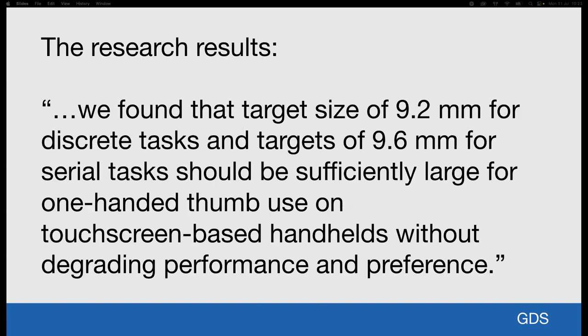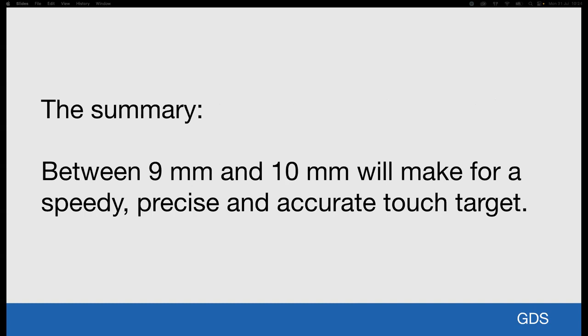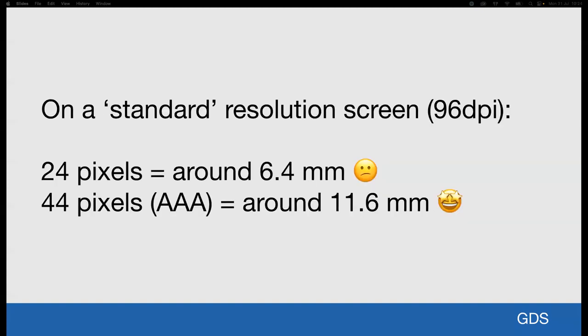In that research, they found, this is just taken from the abstract specifically, but I've also linked to the full article, the full paper there. They found that the ideal target size is between 9.2 millimeters and 9.6 millimeters, depending on the tasks being taken. So between 9 and 10 millimeters will make for a speedy, precise, and accurate touch target, the best of both worlds on size versus capability.